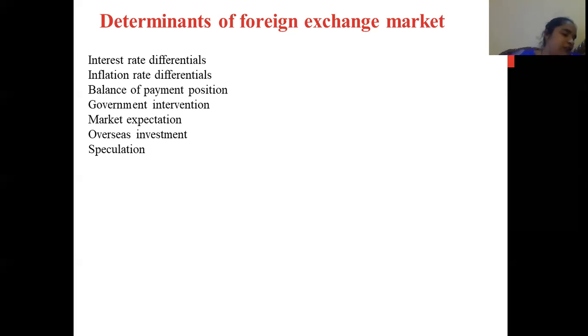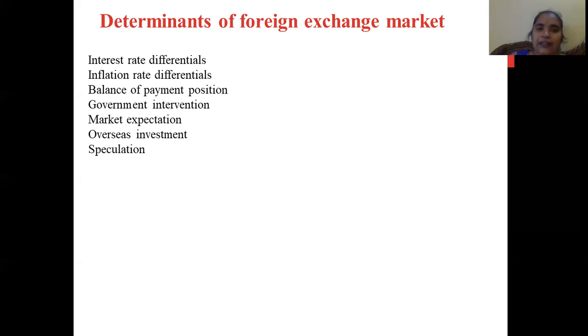Next is balance of payment position. Balance of payment means the total inflows and outflows of cash between one country and the rest of the world, in terms of trade, financial cash flows, unilateral transfers, and so on. So if a country has an adverse balance of payment, it means it is having more outflows than inflows of money.